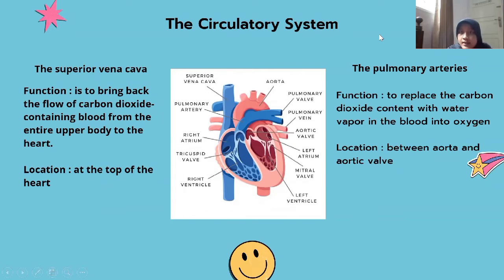The next, the pulmonary arteries. Function is to replace the carbon dioxide content with water vapor in the blood into oxygen. Location is between the aorta and the aortic valve.